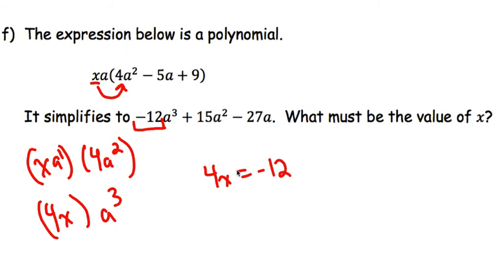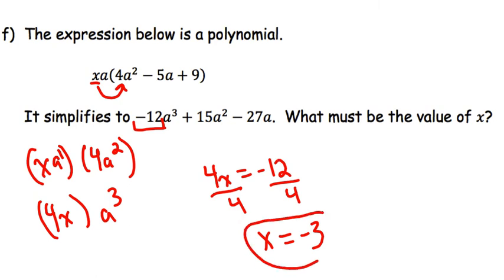So if I want to know what x is equal to, I just divide by 4, or maybe some of you can just look at this and automatically tell me that x is equal to -3. And then we want to make sure that it works with all of them. So if I take -3 times -5, do I get 15? Yes. If I take -3 times 9, do I get -27? Yes. All right, so we know that's our final answer.